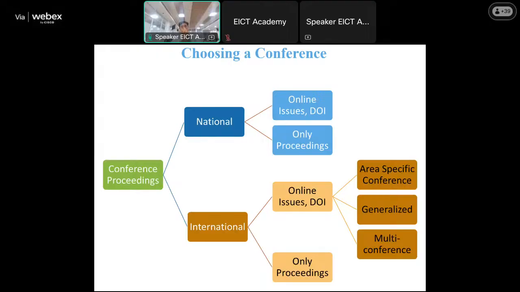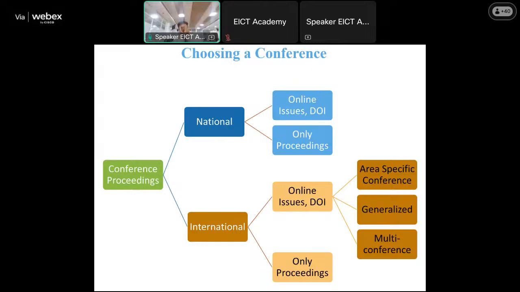Usually, conference reputation is identified by whether it has a DOI. Usually all IEEE conferences or Springer conferences have a DOI. That means their articles are published online, and when an article is published online, it has a DOI.